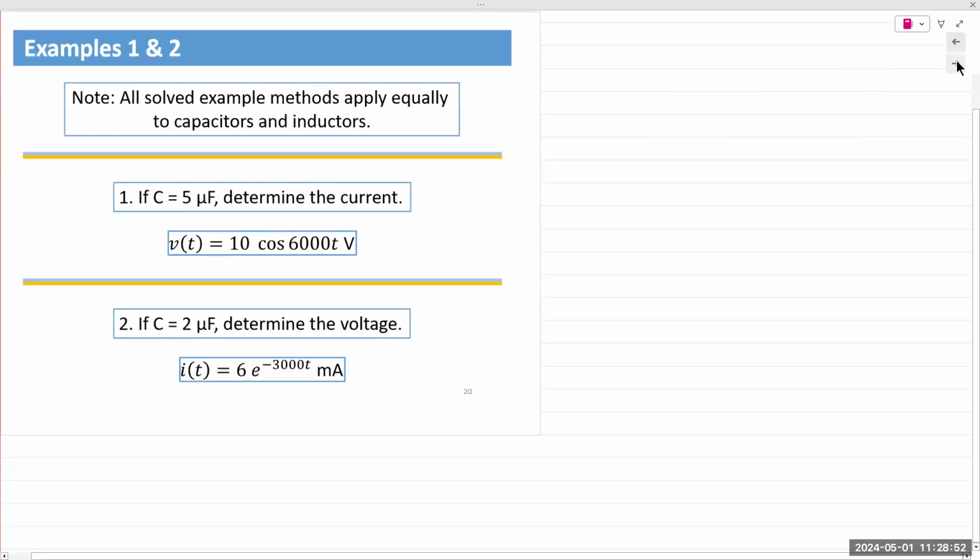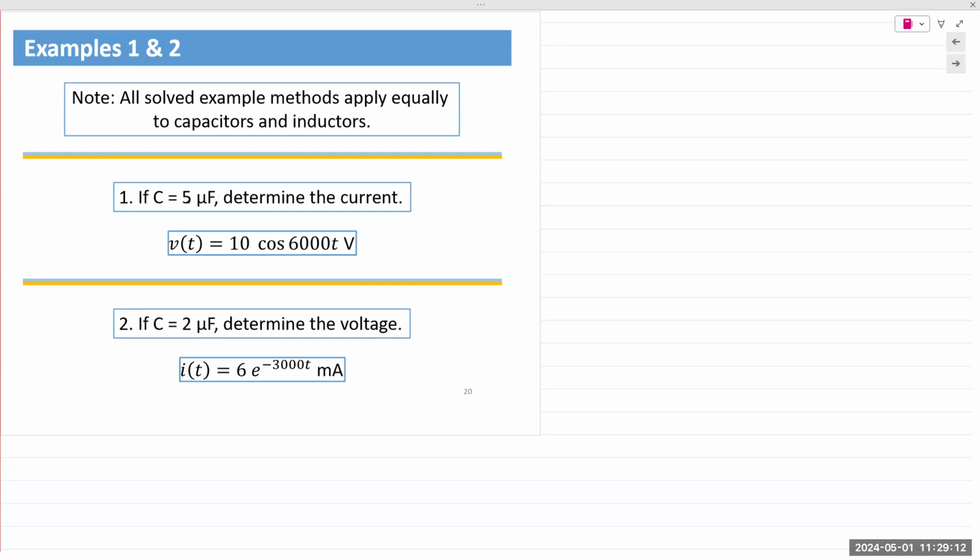All right. 4 examples. All of the examples use a capacitor. First 2 examples, we are given the capacitor voltage. We are asked to find the current. Then we are given the current. We are asked to find the voltage. Examples 3 and 4 are exactly the same.